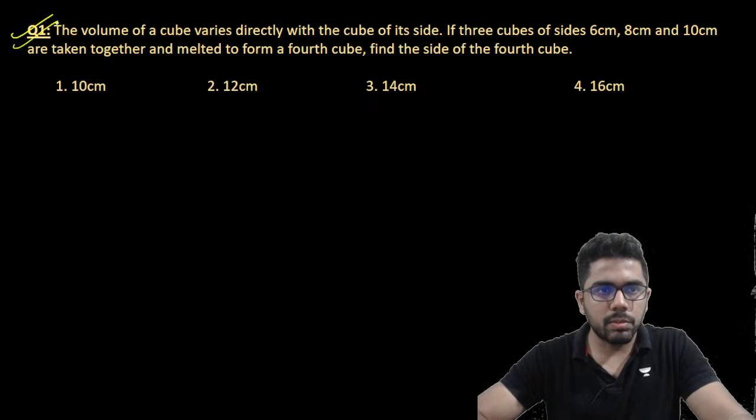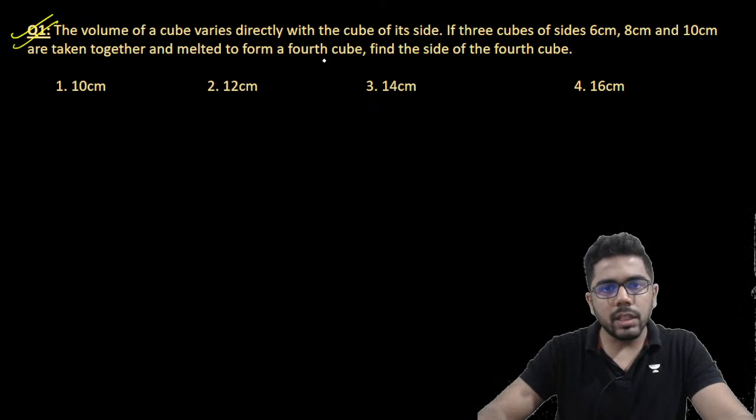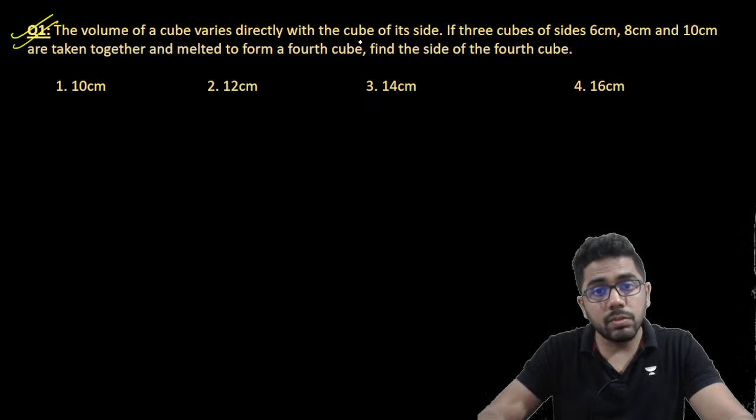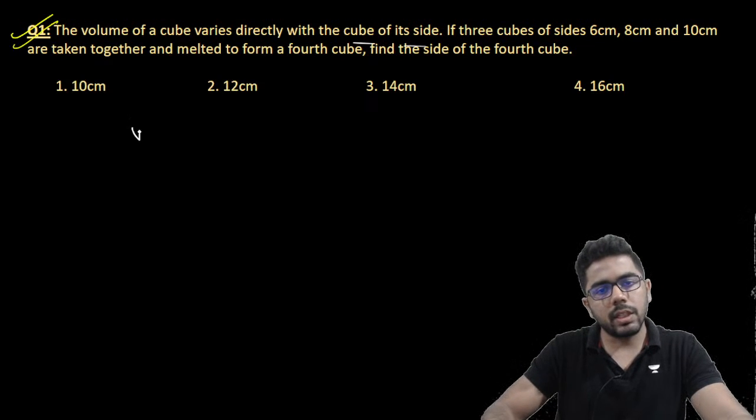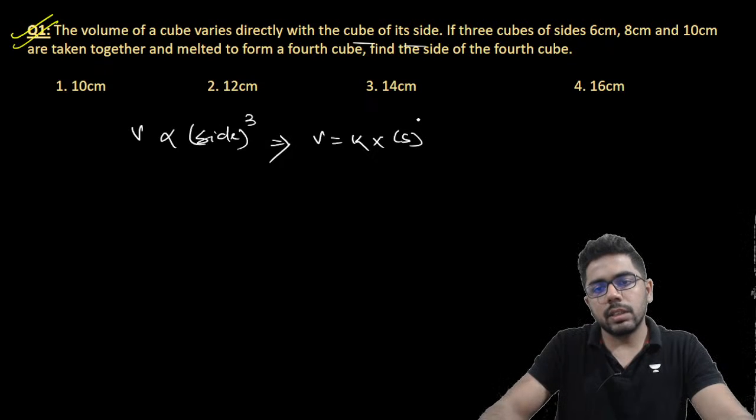For example, look at question number 1. The volume of a cube directly varies with the cube of its side. So I can write volume, let us say V, is directly proportional to the side cube. So I can write V is equal to K into side, मान लो S है, तो S cube.